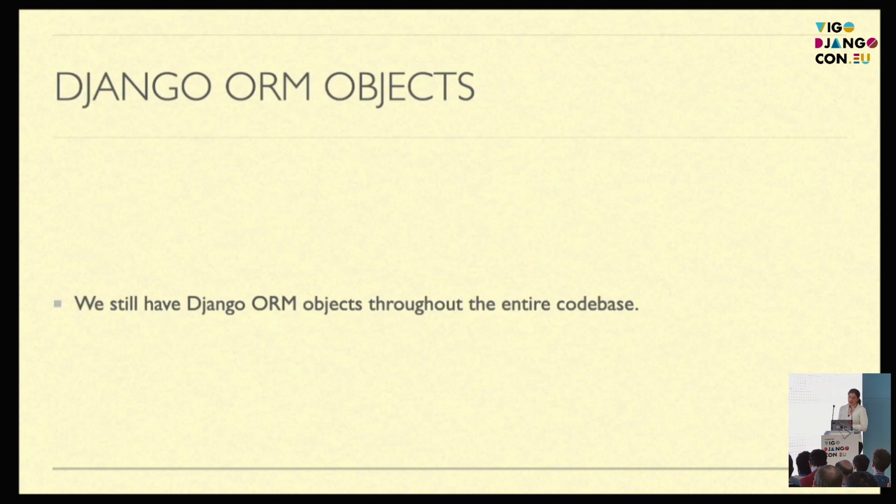It wouldn't be incorrect to say that we sometimes feel like we are playing against Django. Django makes things so much easier that we tend to compromise. We still have Django ORM objects throughout the entire code base, and it's an everyday debate for most of us.